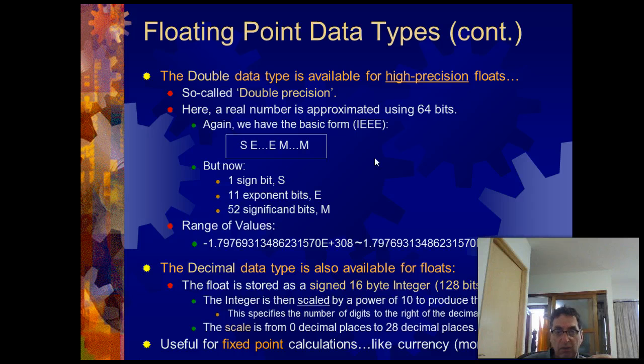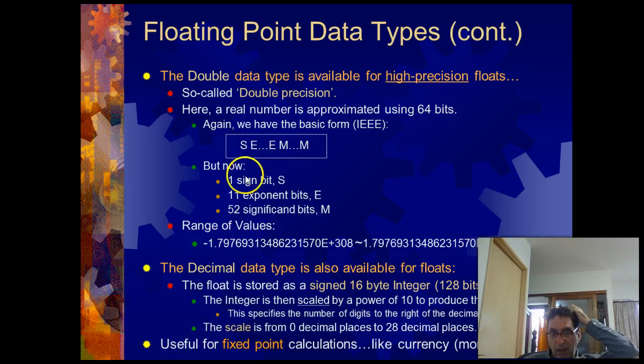Okay, now we can talk about doubles. It's still a floating point data type, the so-called double precision. Here, a real number is approximated using 64 bits. Again, we have the basic IEEE format like this. So we have S, then a bunch of E's, then a bunch of M's.